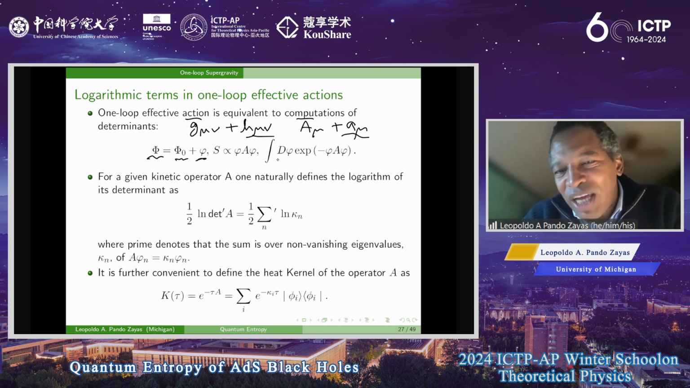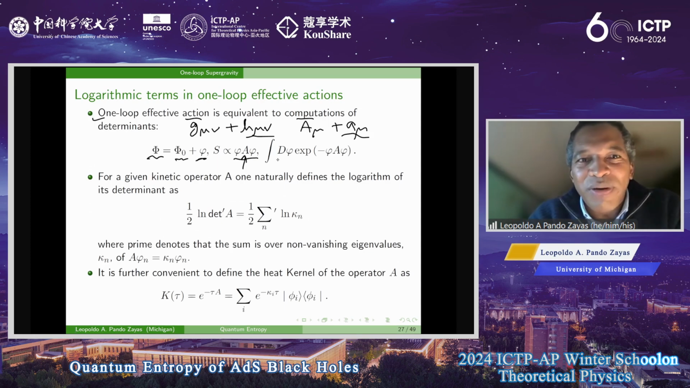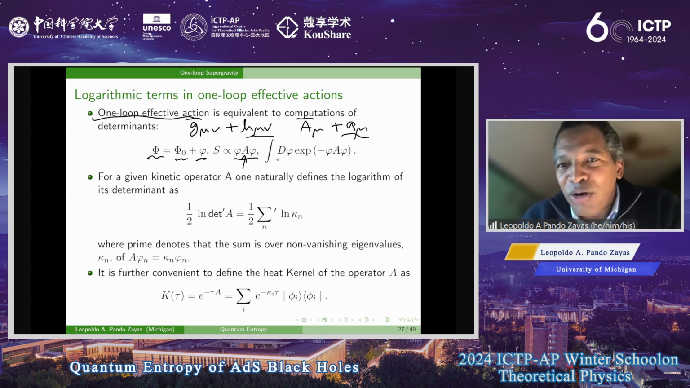So that means when I substitute it, there's no linear term because of the equation of motion, and I'll have a quadratic piece. So this operator A is like a kinetic operator. Then when I integrate, the whole story of the one loop effective action boils down to computing the determinant of operators, these kinetic operators, right? So that's my setup. At one loop, I need to compute the determinant of these operators.